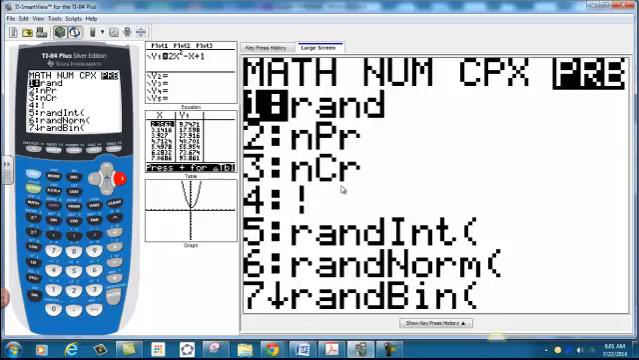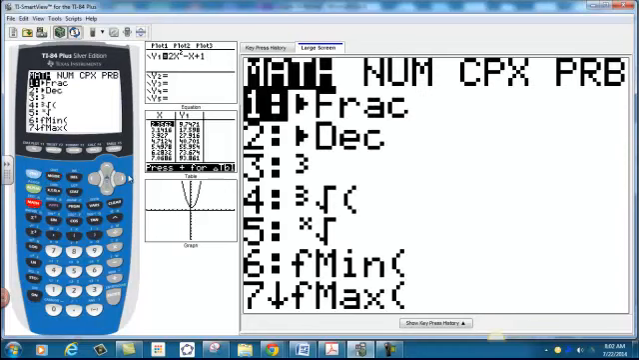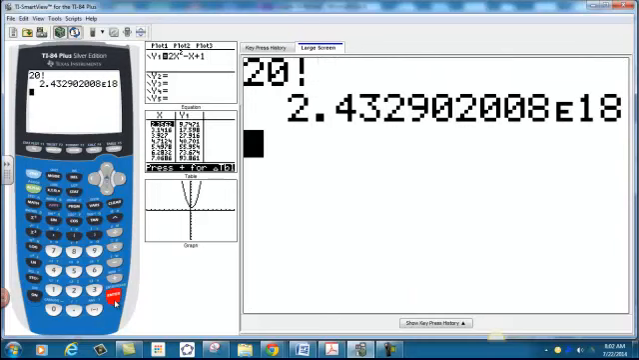So for example, if I go back to my home screen, second quit, and I wanted to type in 20 factorial, I would type 20, then hit the math button, then arrow over to probability, and then go down to number 4 and hit the factorial button, and this is 2.43290, etc., E to the 18th, which means that it's an extremely large number.